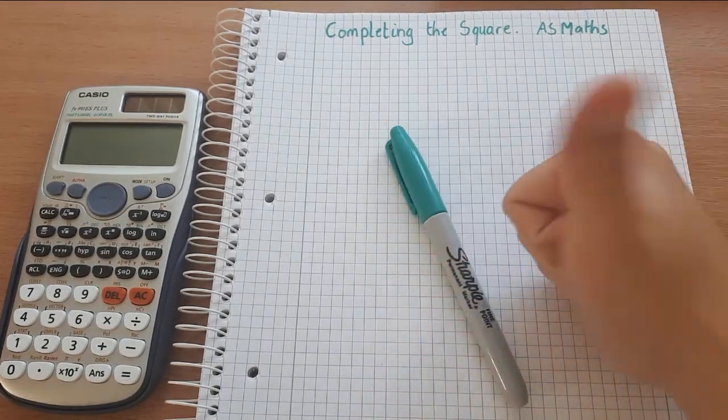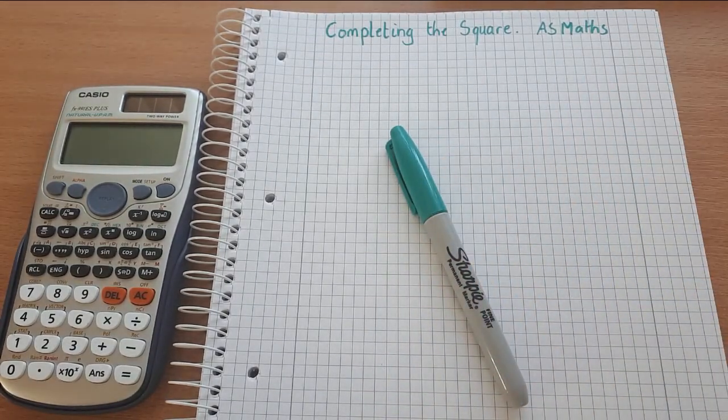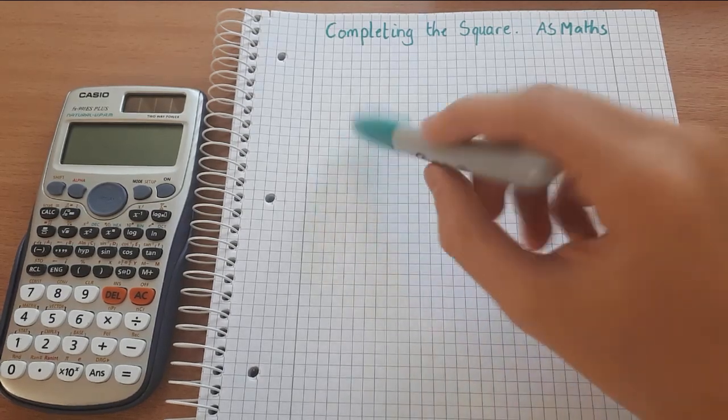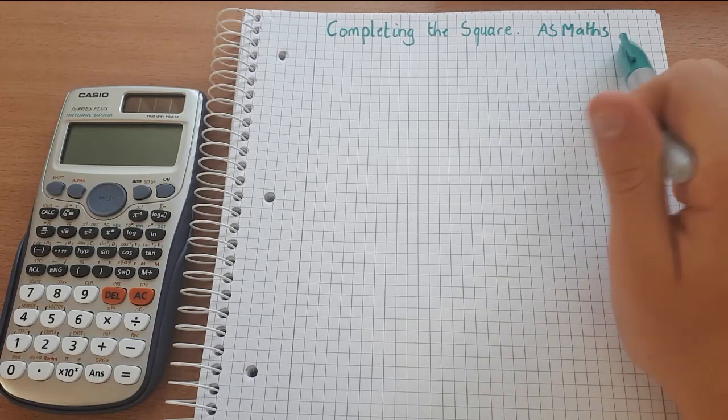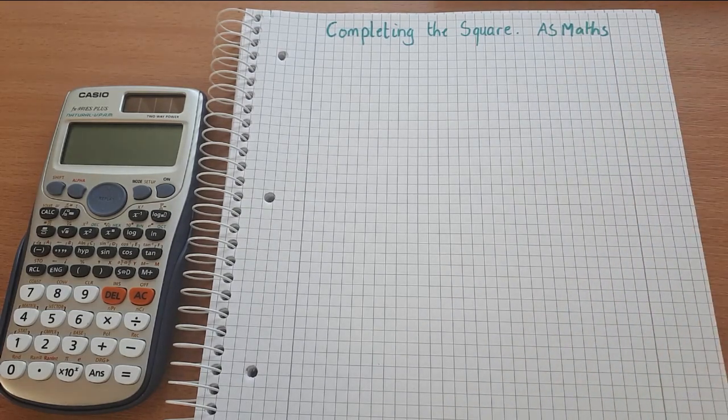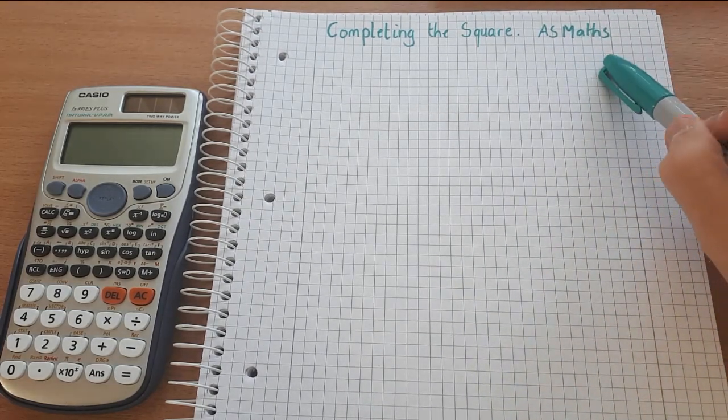Hello everyone, it's Jude Kennedy here, ATCL, and today I'm going to be going through a couple of examples of completing the square, which is one of the first components of AS Maths and also in GCSE further maths.